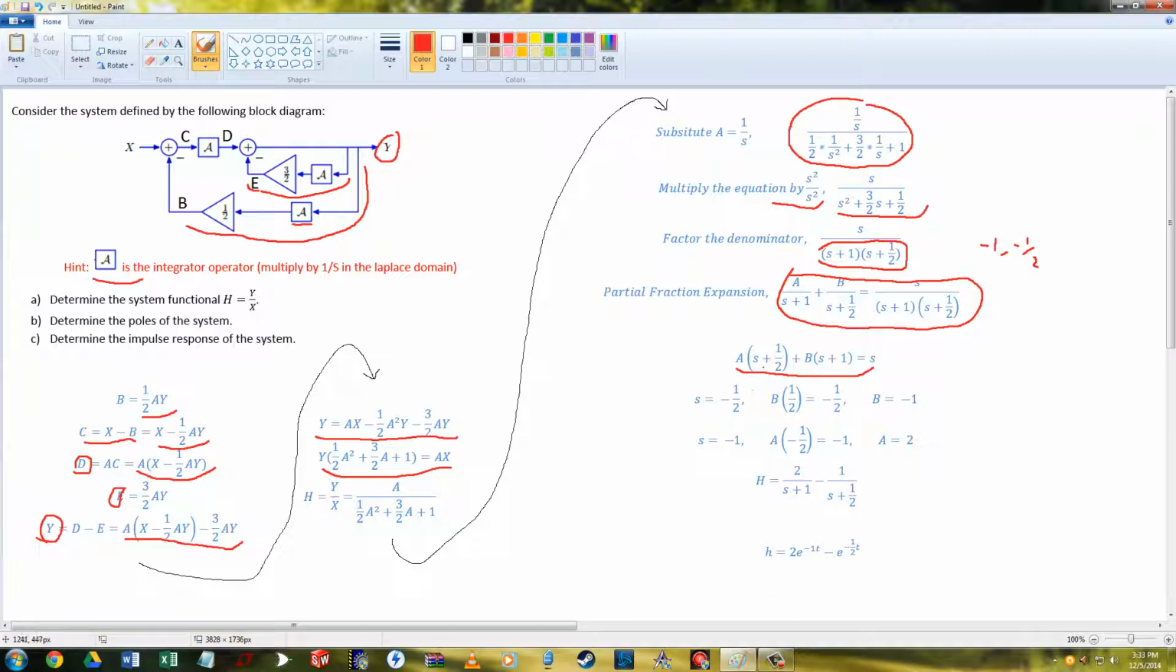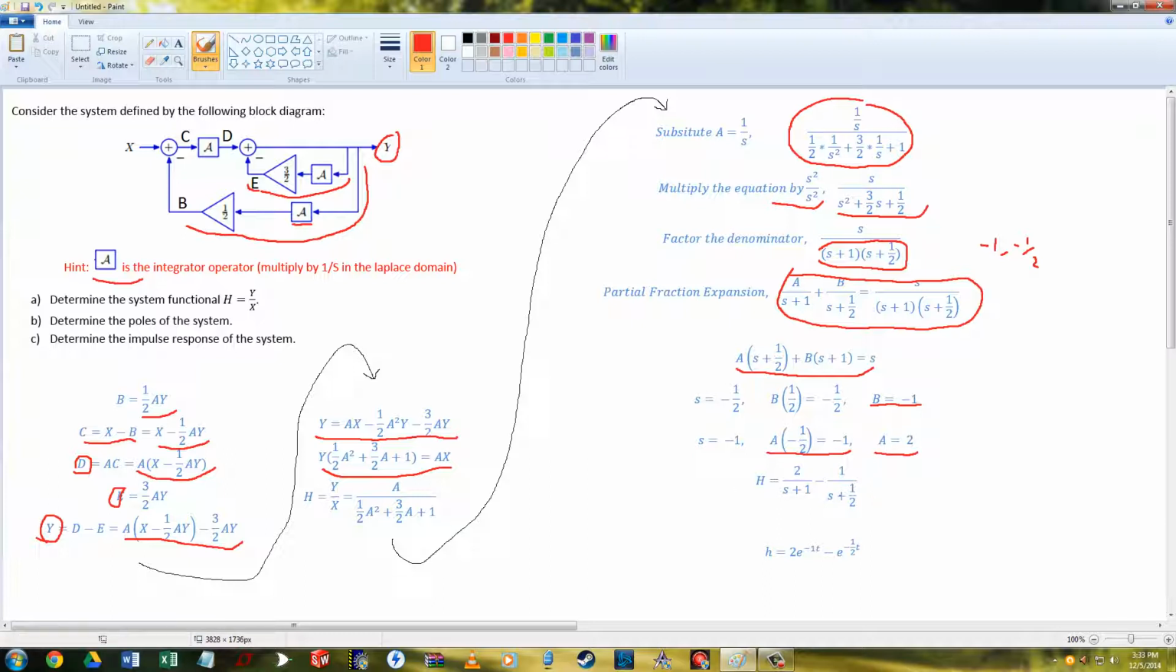To solve this, you pick the values of s that zero out terms in your equation. If s equals -1/2, the A term becomes 0, and you get B times (-1/2 plus 1), which is 1/2, equals -1/2, so B equals -1. Then to zero out the B term, we set s equal to -1. So you get A times (-1 plus 1/2) equals -1, so A times -1/2 equals -1. You solve that, and you get A equals 2.